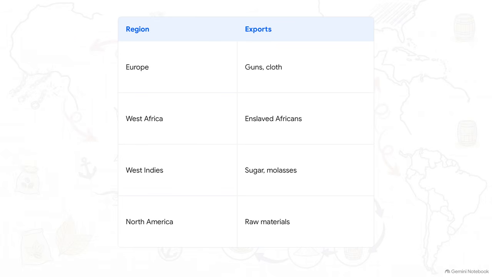The West Indies then used that enslaved labor to export sugar, molasses, and wood up to North America. And finally, the North American colonies shipped raw materials like lumber, furs, whale oil, rice, and tobacco straight back to European markets. It was this continuous, brutal cycle of supply and demand.